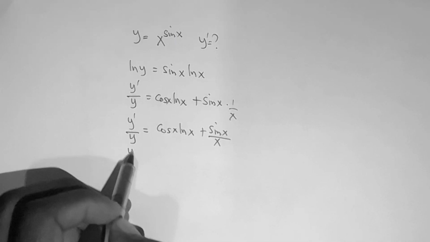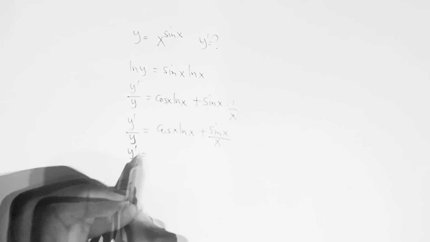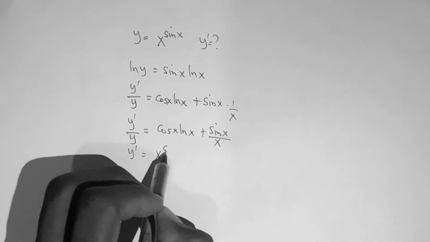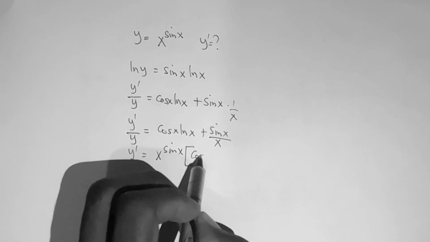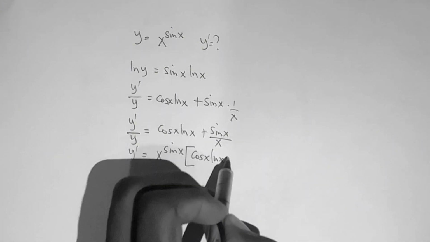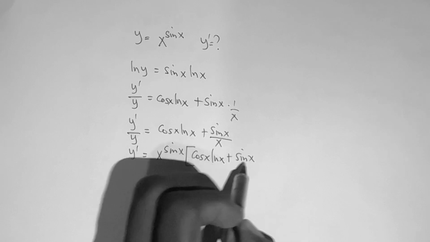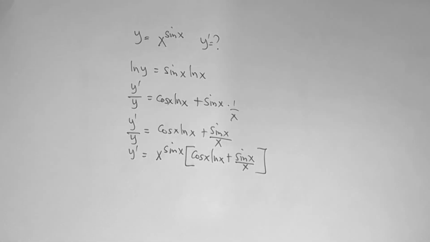So now y prime is equal to, now y is x exponent sine x times (cos x ln x plus sine x over x). So this is the final answer.